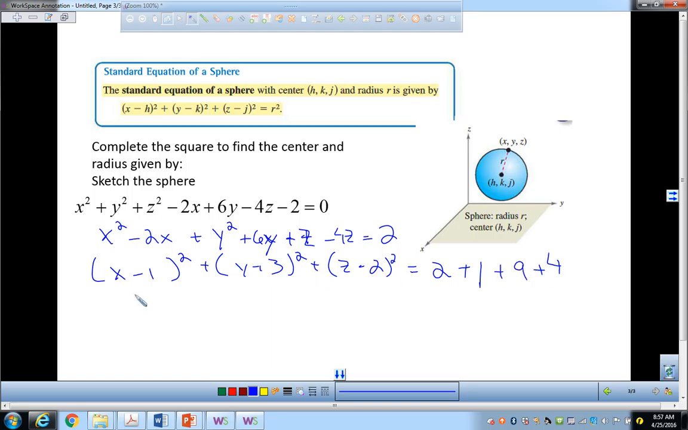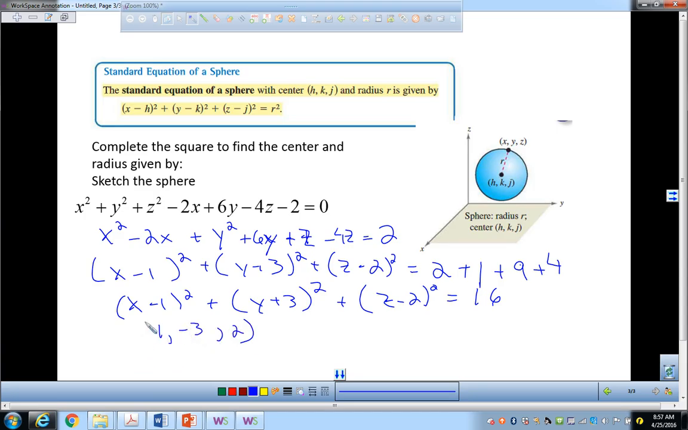Okay? So I get x minus 1 quantity squared plus y plus 3 quantity squared plus z minus 2 quantity squared equals 3 plus 9 is 12 plus 4. So what this would graph is a sphere with the center at 1, comma, -3, comma, 2, and the radius of that sphere would be what? 4. Okay? So that's all there is to that.